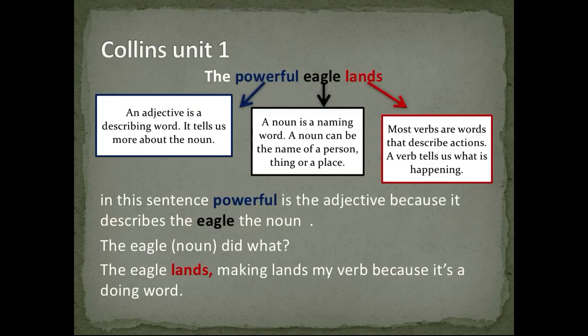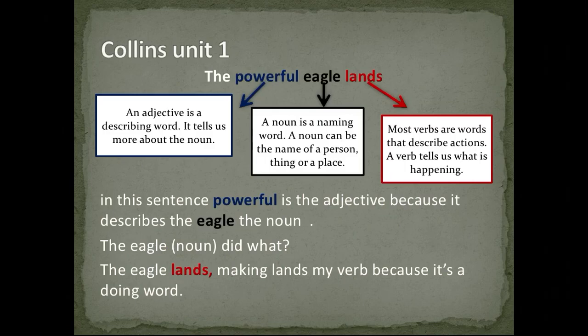Now I want you guys to look at this sentence. It says the powerful ego lands. The first box is talking about adjectives. So an adjective is a describing word. It tells us more about the noun. It describes the noun and it tells me more about it. Okay? The next box is about nouns.